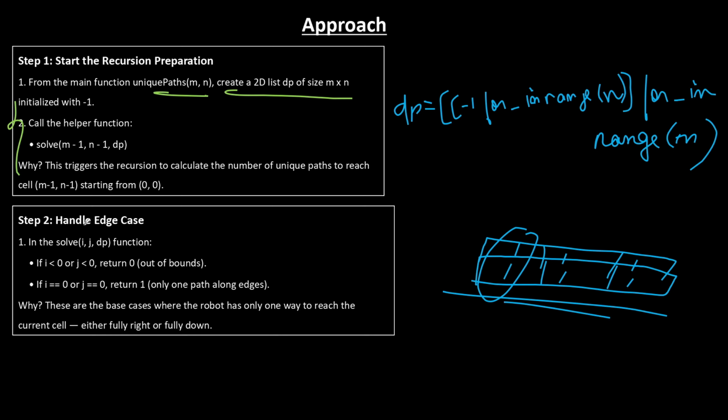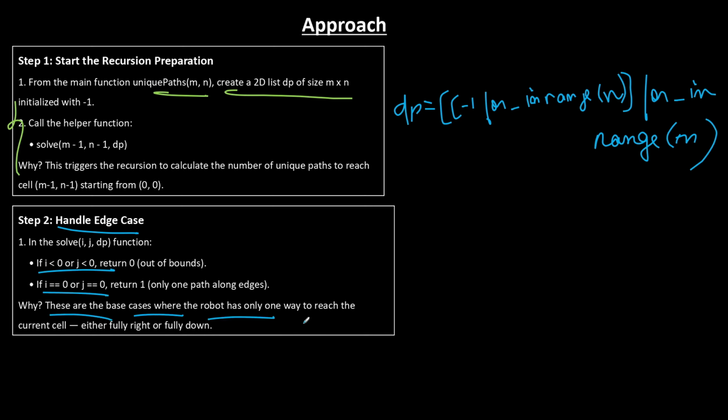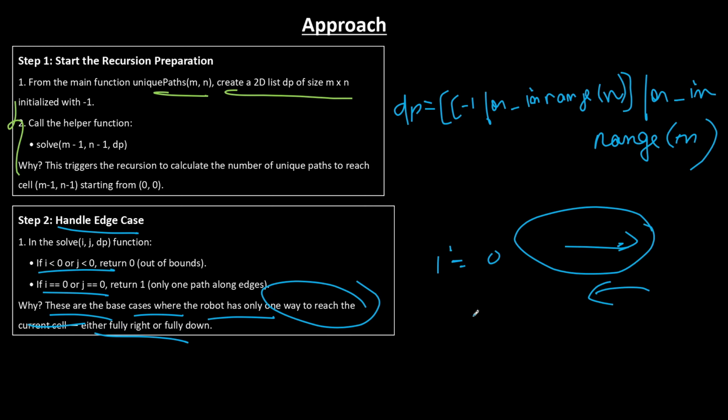Now, second part, the edge cases, which we will write in our solve function, the recursion function we will be writing. It's simple. As I already explained, we will write these base cases, where the robot has only one way to reach the current cell, either fully right or fully down. If i is 0, fully right, in our case left. If j is 0, fully down, or in our case fully up. That is what I explained already.